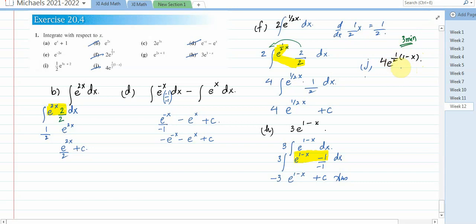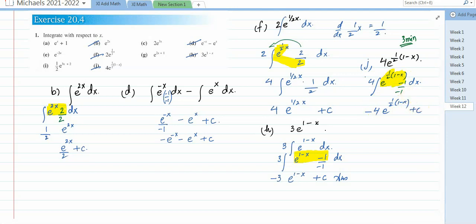Alright, so it says 4 integral of e to the power 1 upon 2 (1 minus x) dx. The derivative of the power is minus 1, right? So we need to multiply and divide it by minus 1. Now this function is ready to integrate. So this minus 1, we need to bring it outside the integral. So it's minus 4 e to the power 1 upon 2 (1 minus x) plus c. That is your answer.